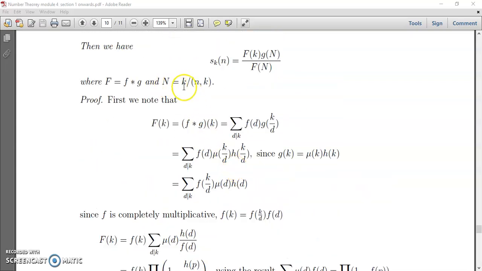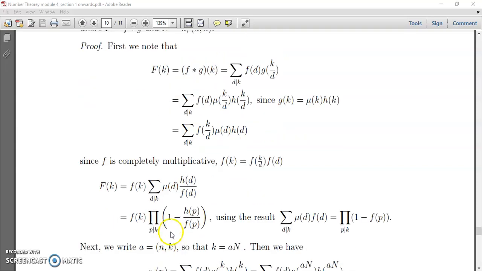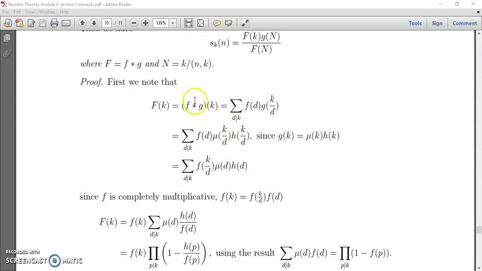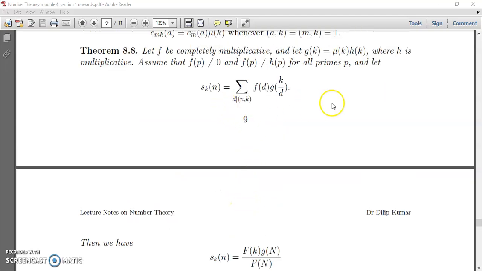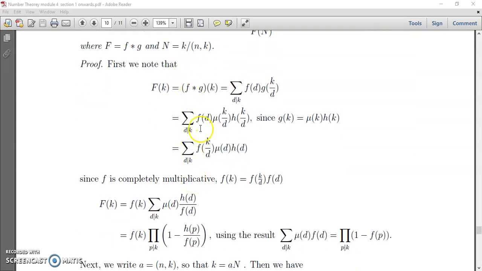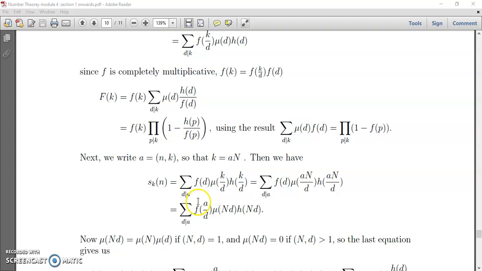Now let us come back to our result again. We have given that N = k / gcd(n,k), so we will take this gcd(n,k) as a, then k = aN. So S_k(n), by the definition of S_k(n), is Σ over d dividing a, that is d dividing gcd(n,k), of f(d) μ(k/d) h(k/d). Here k is replaced by aN, so this will become Σ_{d | a} f(d) μ(aN/d) h(aN/d).